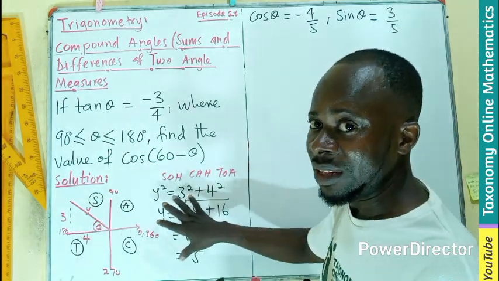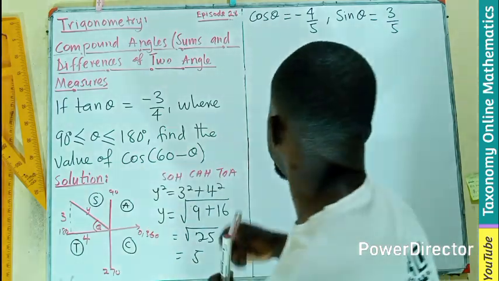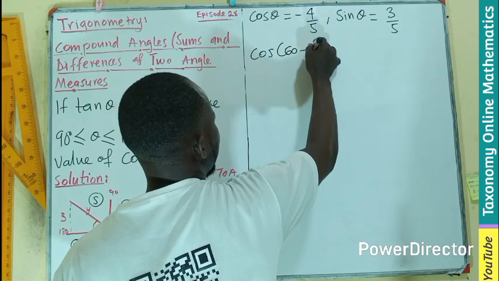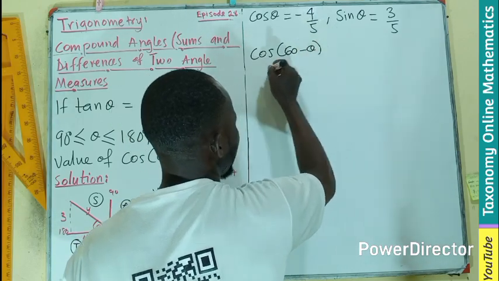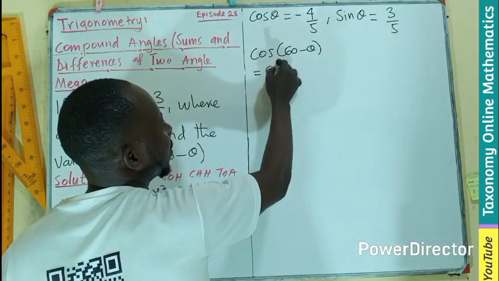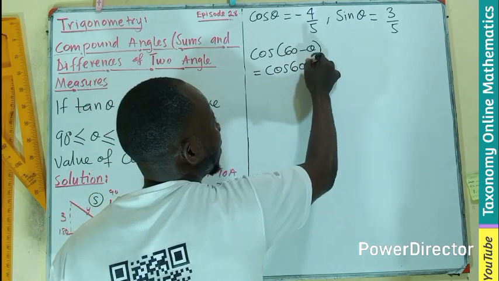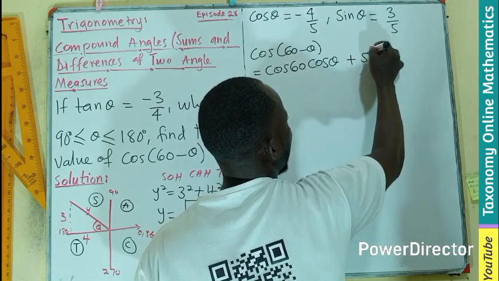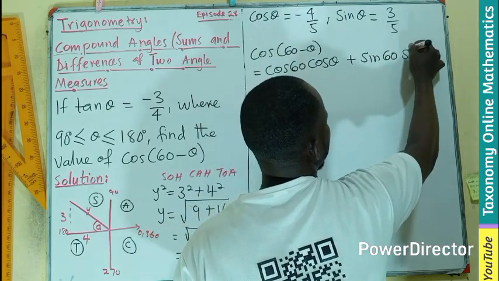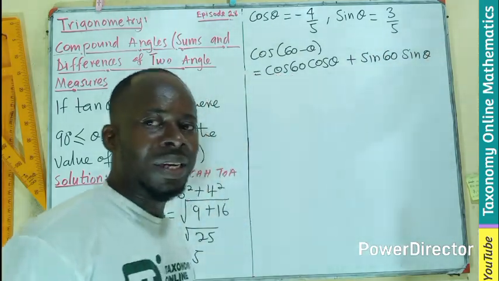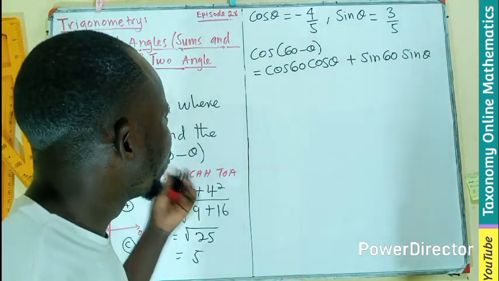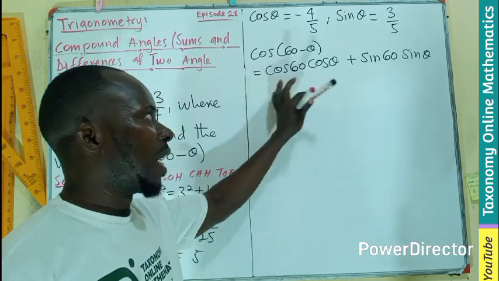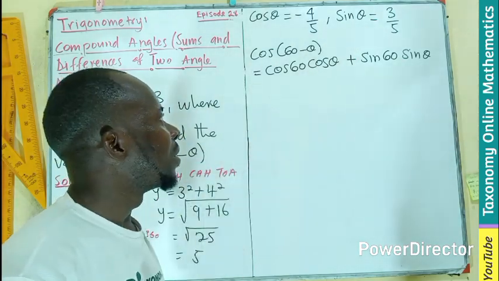Based on this representation, we are trying to use the difference angle formula for cos. So cos of 60 minus theta can be expanded as cos 60 cos theta plus sine 60 sine theta. You can get how this expansion is derived from episode 25. Check it out in the playlist.